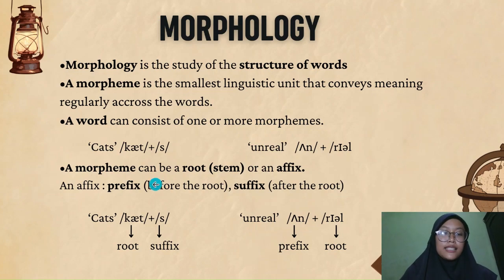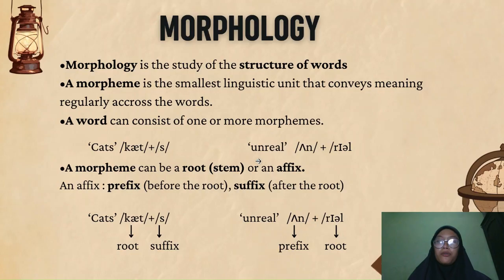Let's look at this. Cats. Cats consist of two morphemes. There are cat and s. And then unreal also consists of two morphemes, un and real.